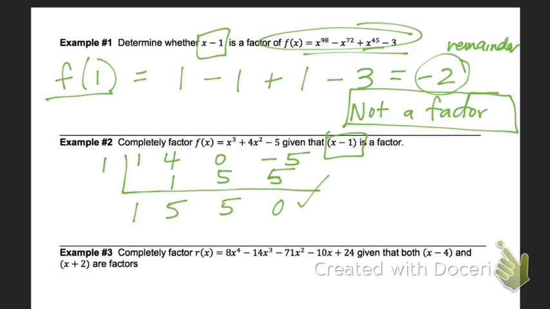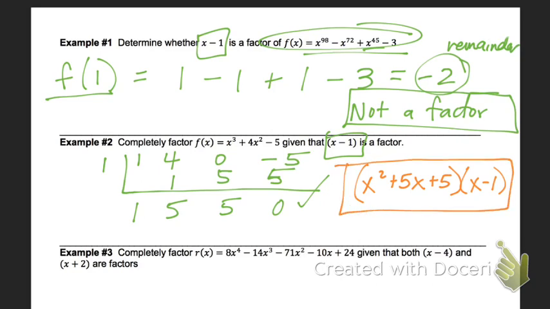So, what's the completely factored form? x squared plus 5x plus 5. And what was already a factor? x minus 1. Good. So we tag that on at the end, because it says completely factor. So you want it back to the original. And I can't factor this anymore, can I? The x squared plus 5x plus 5? No. So we leave it.